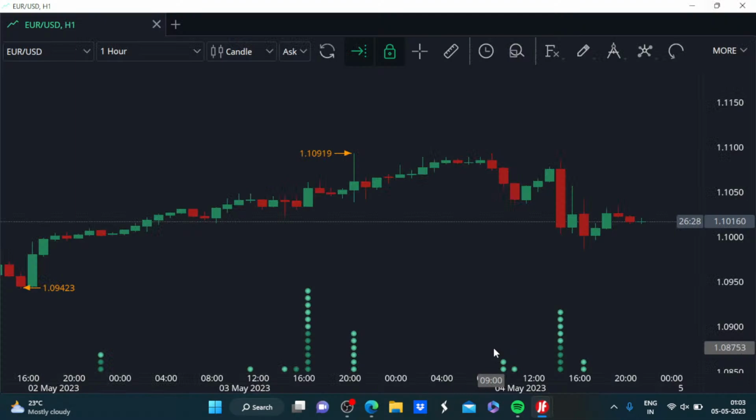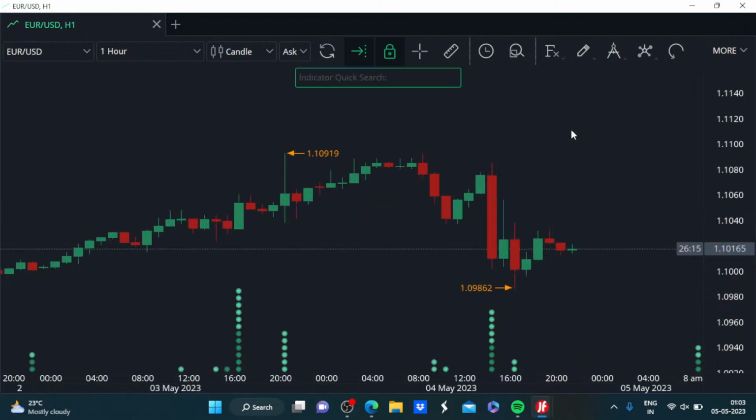Here is the chart of the Euro USD with each candle period defined as hourly. For adding this indicator, all you have to do is a quick search. Here it comes, Concealing Baby Swallow.